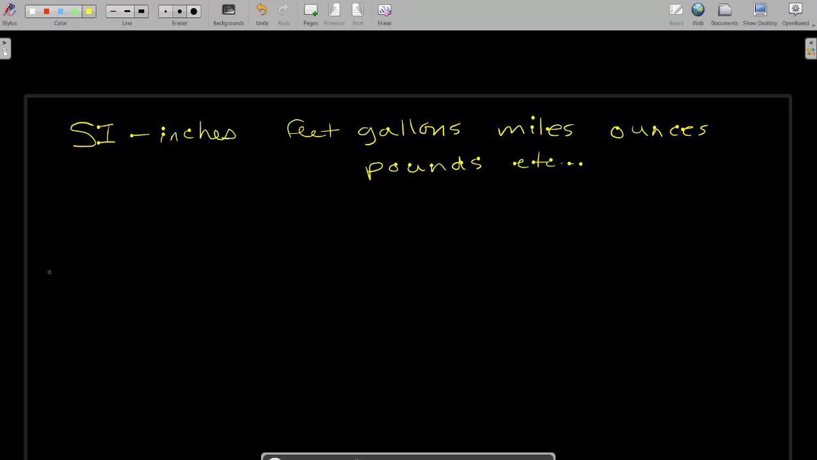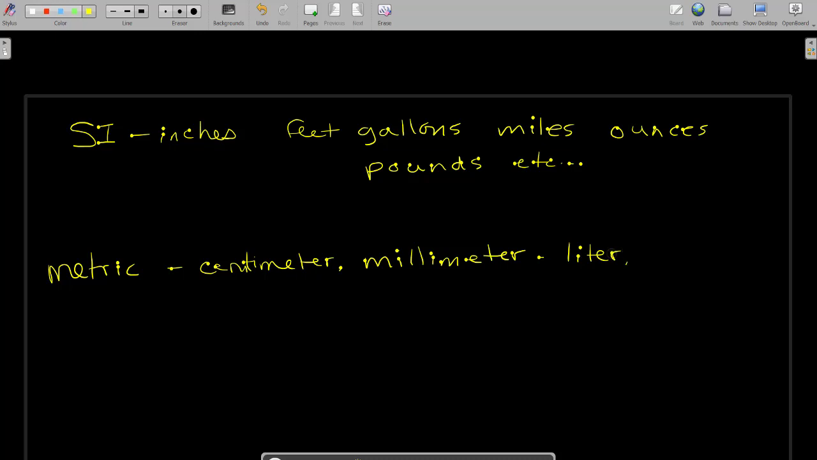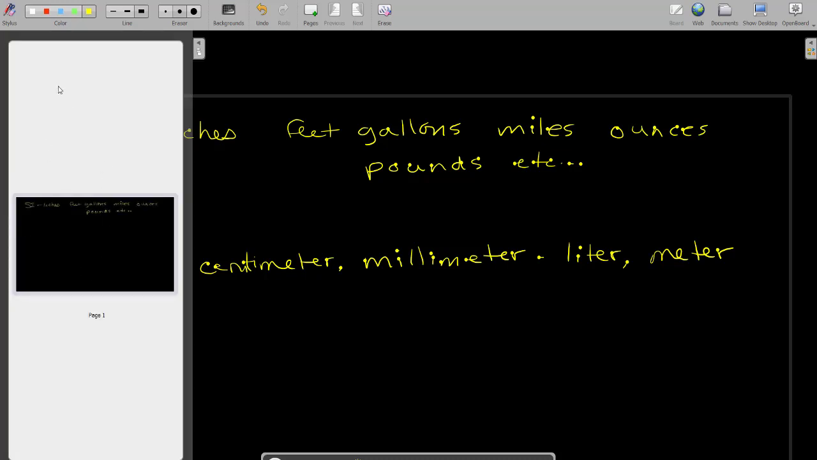But the metric system uses things like centimeters, millimeter, liter, meter, etc. And the benefits are pretty easy to understand. Going back and forth between different units is a little bit harder in the United States when we do things.